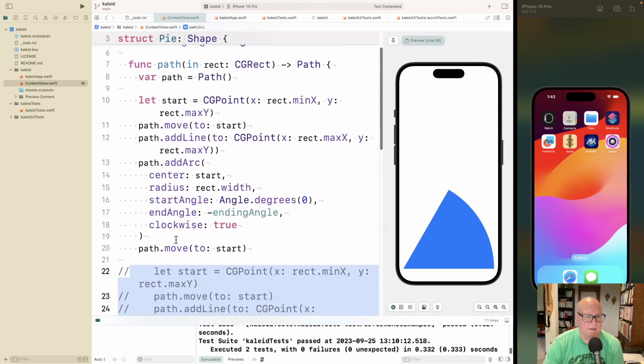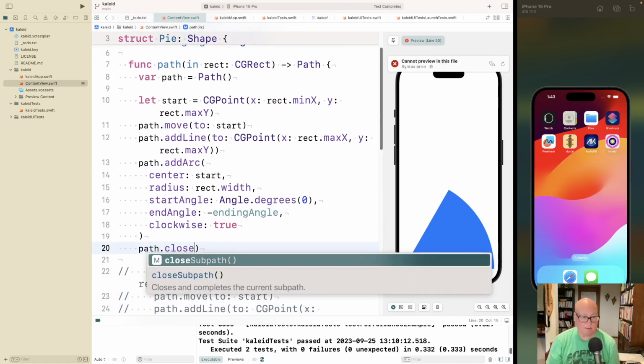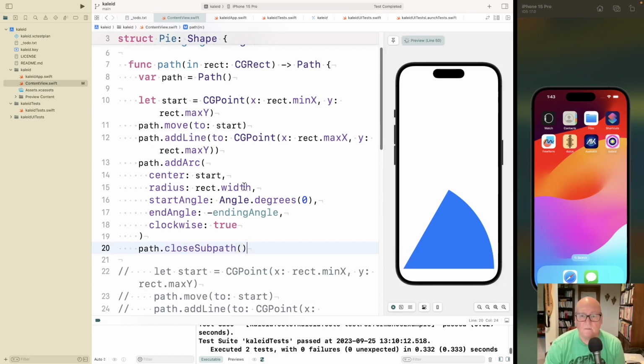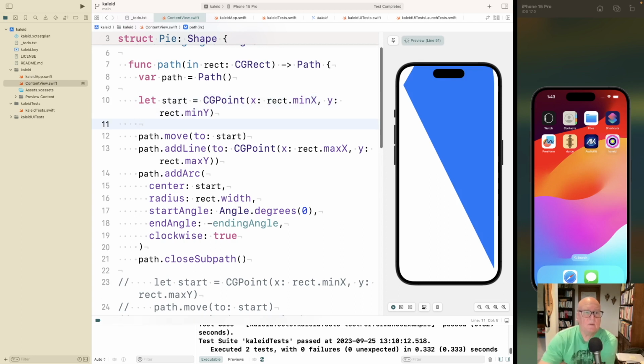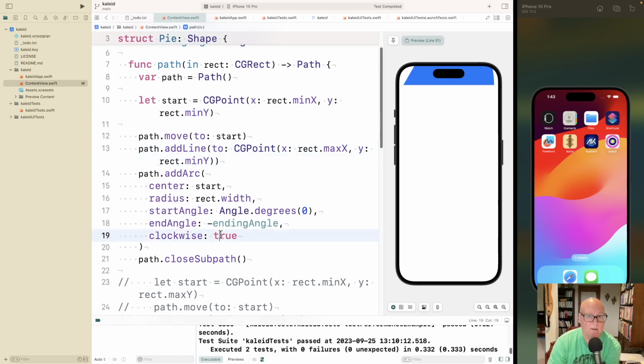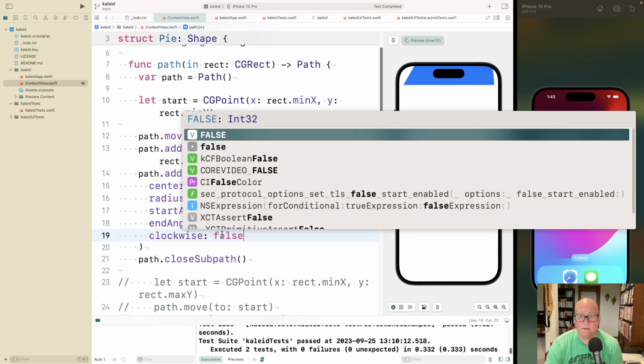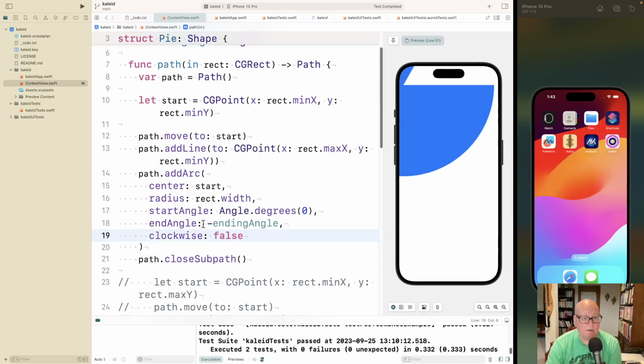Okay. And I think close-up path is actually the right way to go. So let's start at min y. Okay, add a line to max x, min y. Clockwise, false. Okay, is that what I want? Start here, move here, add the arc, close the path.